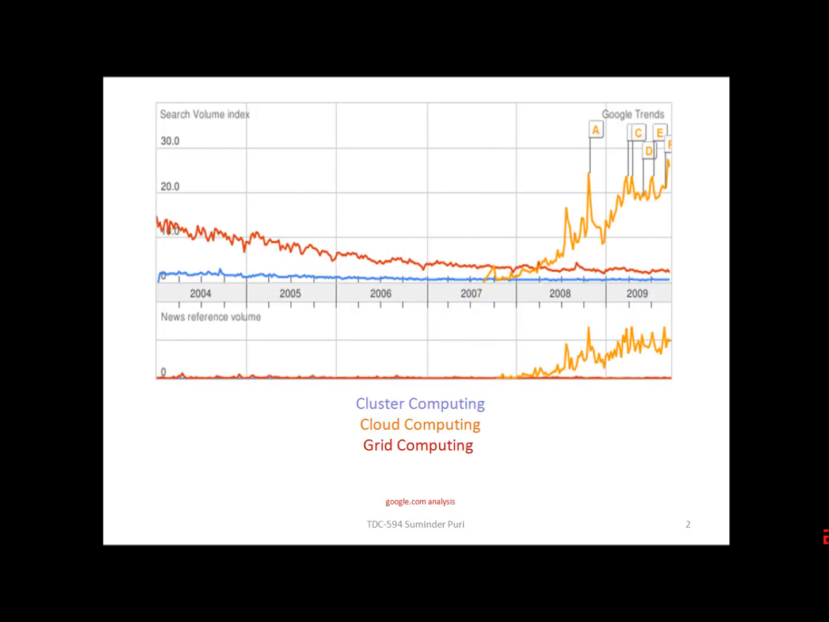First of all, let's take a look at how people are concerned about cloud computing. As you can see in this graph, people have been searching a lot for cloud computing on Google since 2007, especially since the first month of 2009. There are different kinds of computing, which are grid computing and cluster computing. Grid computing has been falling greatly, and cluster computing has stayed the same for years.